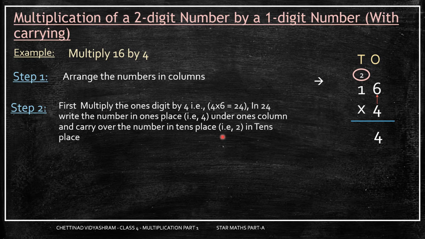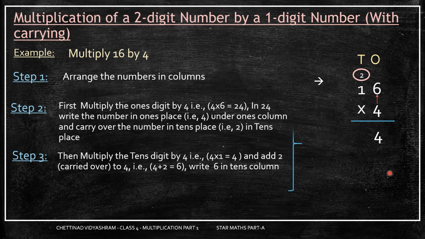Let me read this step once again. First multiply the ones digit by 4. That is 4 into 6, which is 24. In 24, write the number in ones place, that is 4, under ones column, and carry over the number in tens place, which is 2, in tens place. Clear, children? Now moving on to step 3. Multiply the tens digit by 4, that is 1 here. So 1 4 is 4. And add 2, which is carried over, which is 4 plus 2 equal to 6. Write 6 in tens column.